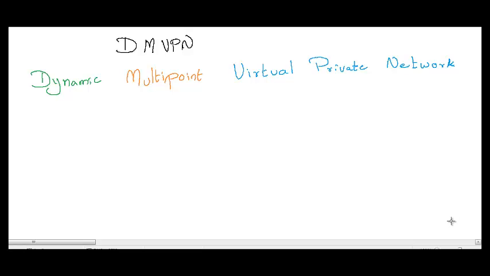DMVPN. DMVPN stands for Dynamic Multi-Point Virtual Private Network. Dynamic multi-point, that's the key here. Why is this VPN special?